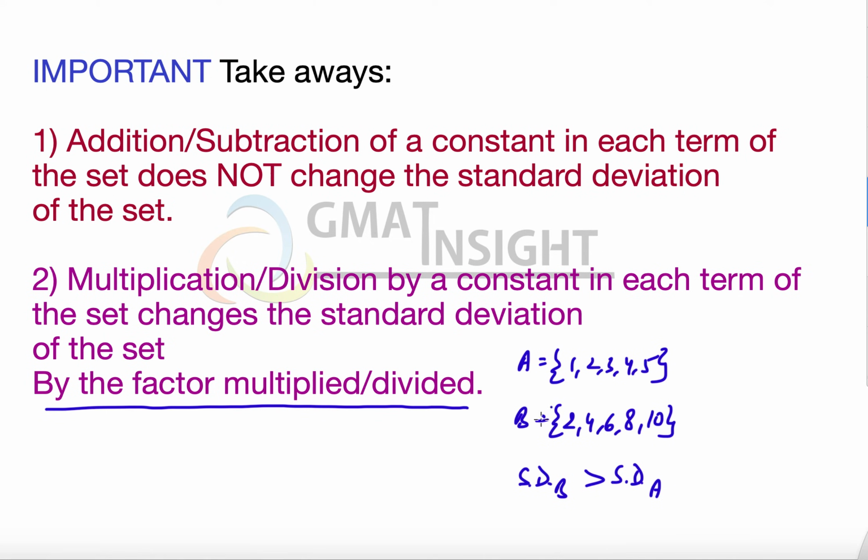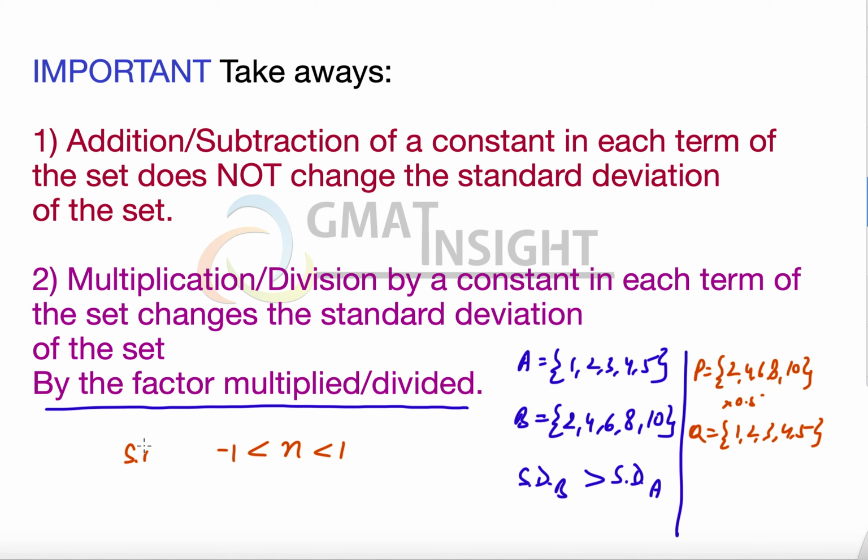So the multiplication and the division by a constant changes the standard deviation. Now, I did not mention here whether it increases or decreases, because in this particular case, the standard deviation is increasing. But what if I call a set 2, 4, 6, 8, 10, and we multiply 0.5 in each term, then we get another set Q, which is 1, 2, 3, 4, 5. And the multiplication, once again, is decreasing the standard deviation. So the multiplication can increase as well as decrease depending upon what factor is being multiplied. If any value that is being multiplied is between -1 and 1, then the standard deviation of the set will decrease. This is the multiplication.